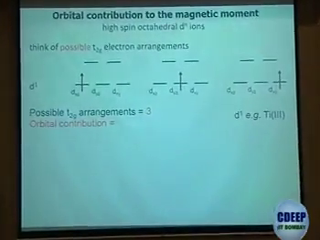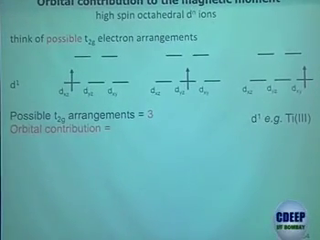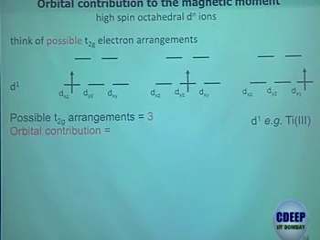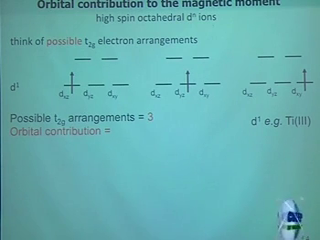Now, the orbital contribution to the magnetic moment. Once again, the magnetic moment has a spin plus an orbital contribution. The orbital contribution is usually 0. The orbital contribution can come when it is something like this, okay. Think of a possible T2g electron arrangement. A d1 can be organized as is shown, in dxz, dyz and dxy. There are three different ways you can put the electron in the T2g set, thereby the orbital contribution is yes.